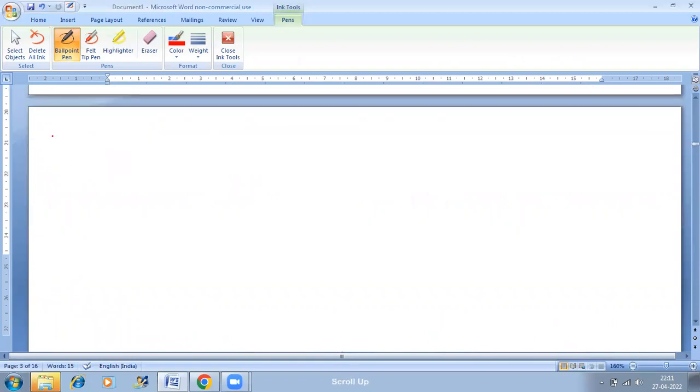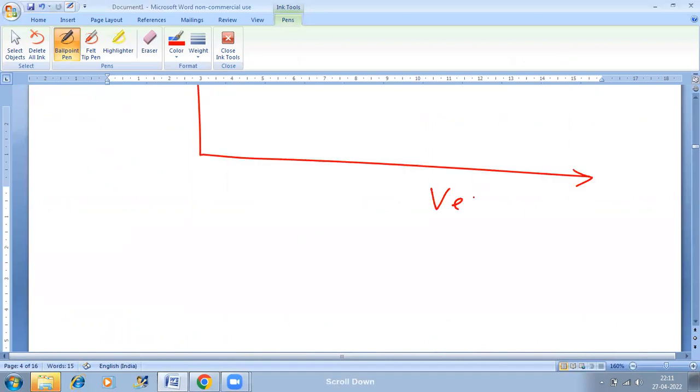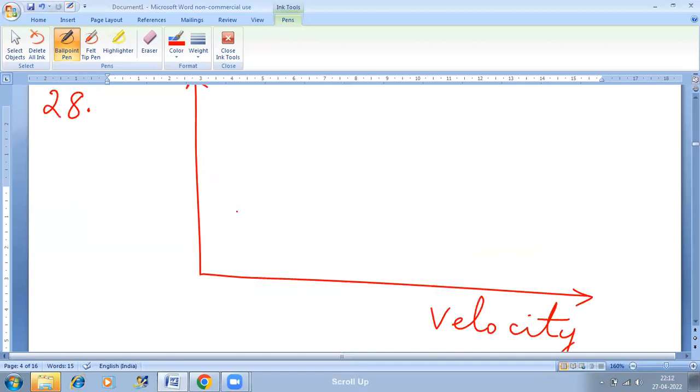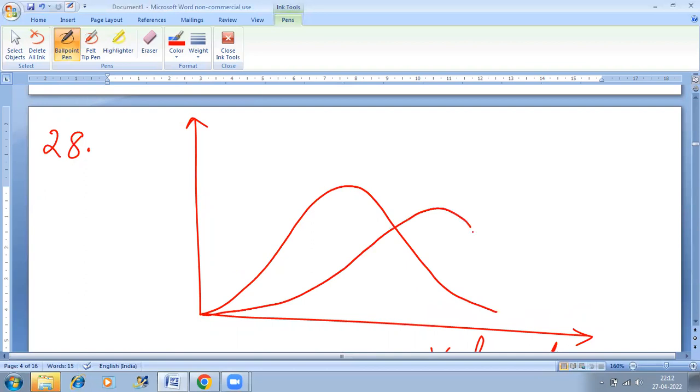28. Now there is a graph given. Along the x-axis, velocity is plotted. Correct. And the graph is like this. There are 2 different curves shown for 2 different gases. One is like this, and another one is like this.